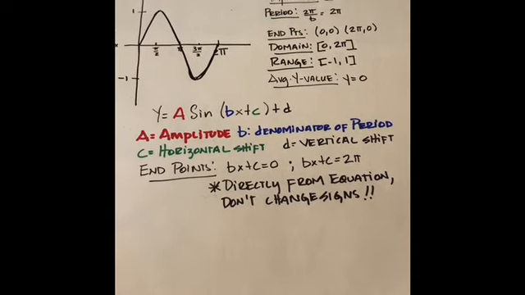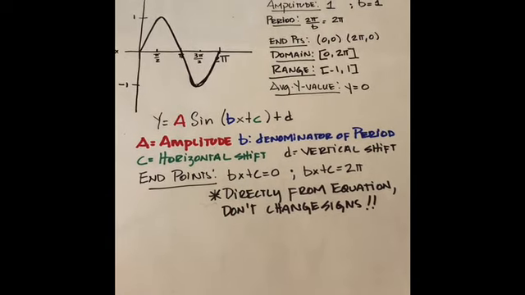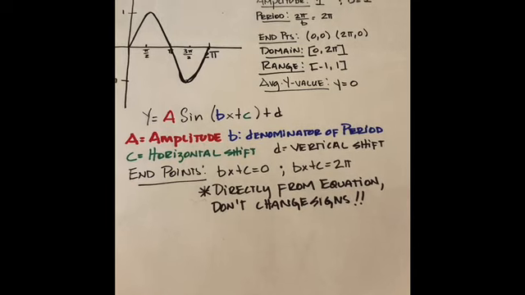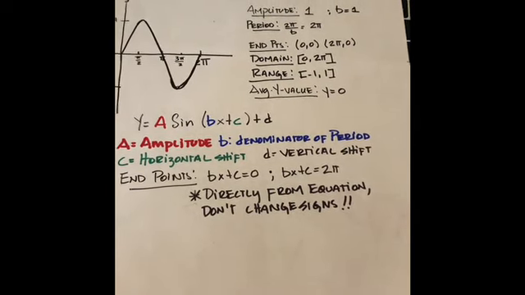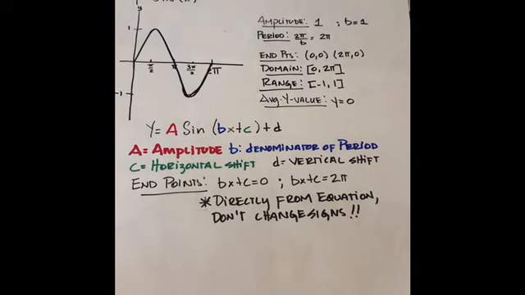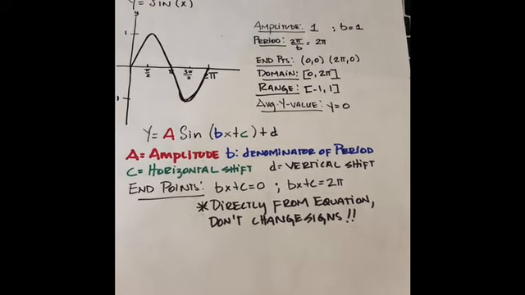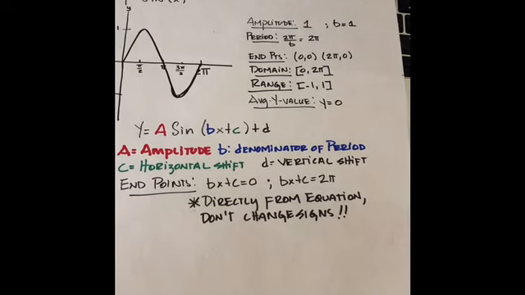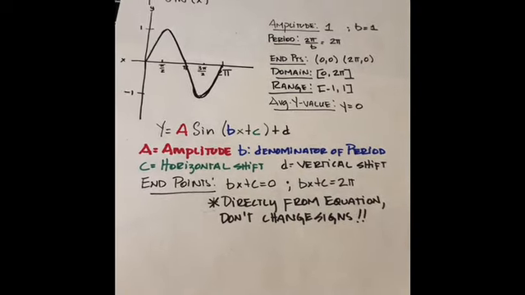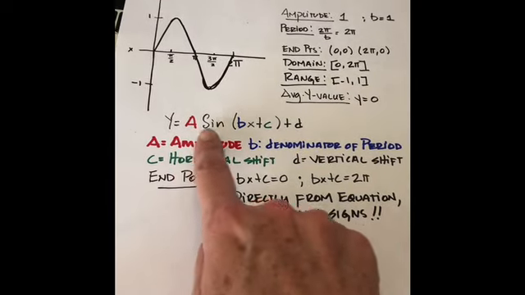So guys, let's remember the basic graph of the sine function according to the videos that you saw. This is one with an amplitude of 1, a period of 2 pi, the endpoints at (0, 0) and (2 pi, 0), domain from 0 to 2 pi, and the range from -1 to 1, with an average y value of y equals 0. Okay? According to the colors, let's remember these.